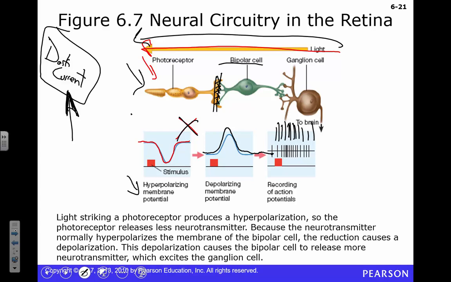What's the opposite story of this? Your eyes are closed. Light's not coming in. The sky is depolarized. It's releasing neurotransmitter.